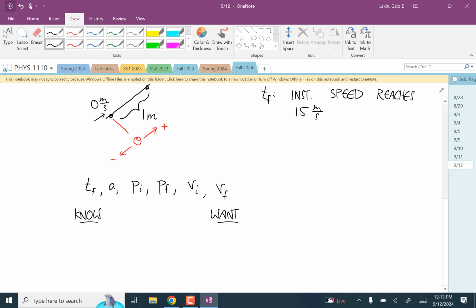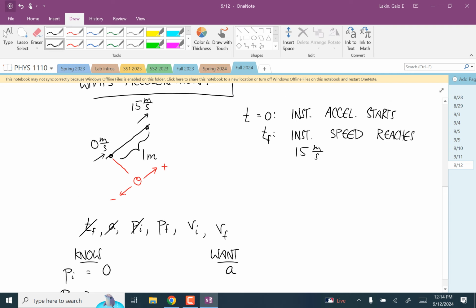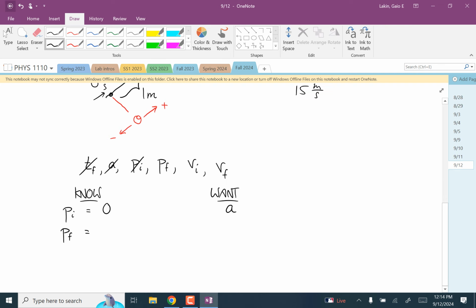Do we know what the stopwatch says at the end? No. Are we looking for that? No. Do we know the acceleration? No, that's what we're trying to find. Do we know the position at time 0? Yeah, that's what I chose as 0 position. Do we know the position at time final? Yes. So we know that at time final, the person is 1 meter in the positive direction from 0. So that has to be positive 1 meter.